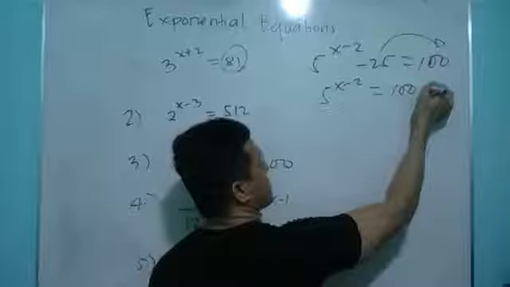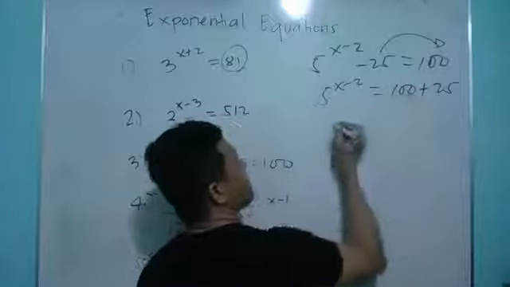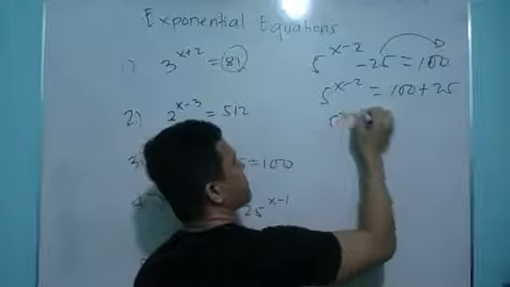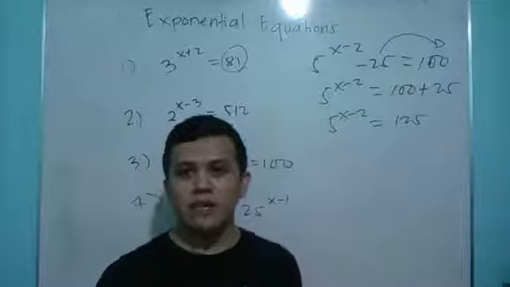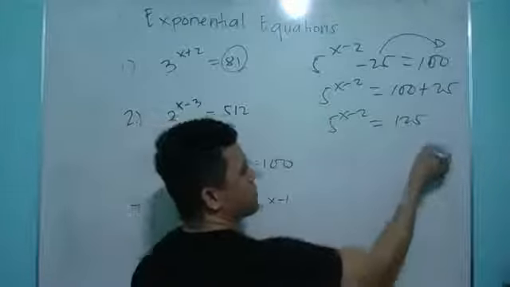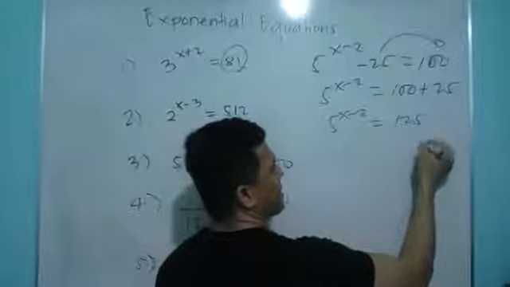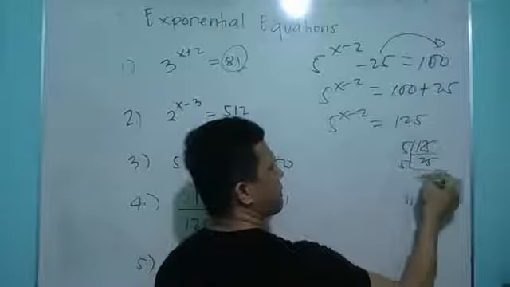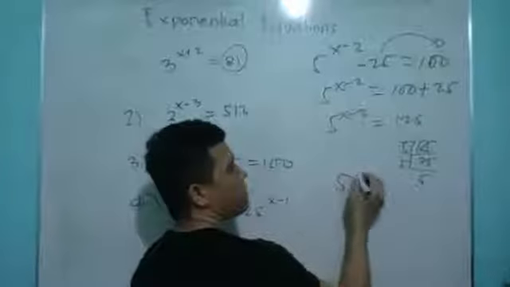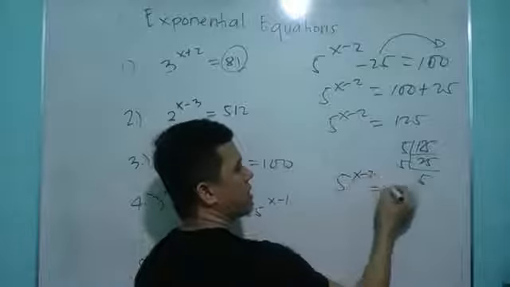Since this one is negative, change that into positive. 100 plus 25, so 5 raised to x minus 2 is equal to 125. 125 can be expressed in terms of base 5. So 125 divided by 5, we have 25, and then by 5 we have 5. So 125 is 5 raised to 3, so 5 raised to x minus 2 is equal to 5 raised to 3.